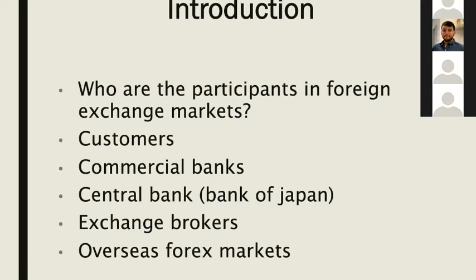And commercial banks, they buy and sell currencies. They have something called interbank market and they buy and sell from the customers. If they are buying from customers, they will sell to other banks in the interbank market. If they are selling to the customers, if customers are giving some foreign currency, commercial banks will have to square up that position in the interbank market. And in some countries, there are exchange brokers. And overseas foreign exchange market also participates in the exchange rate in the foreign exchange markets.